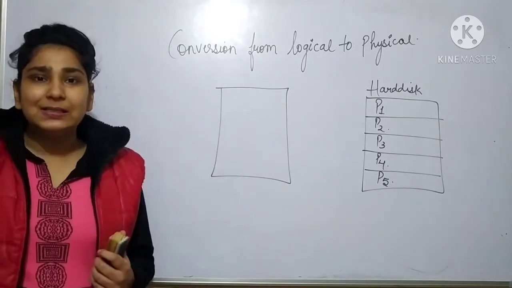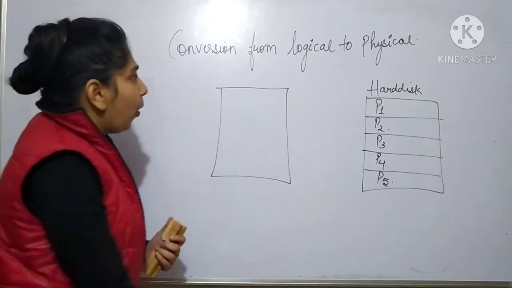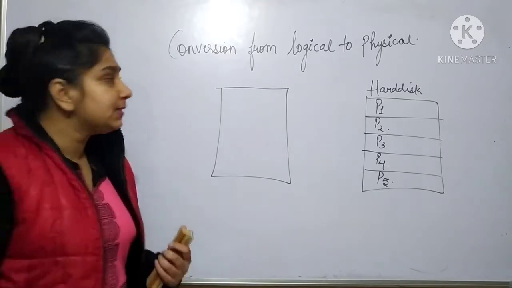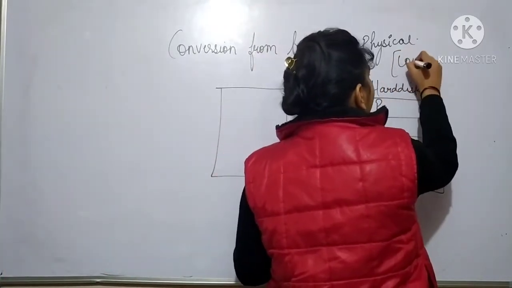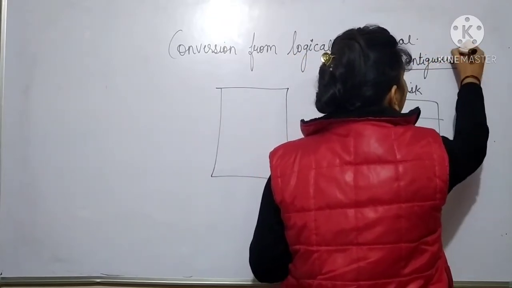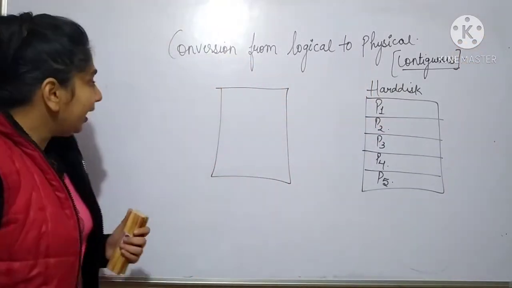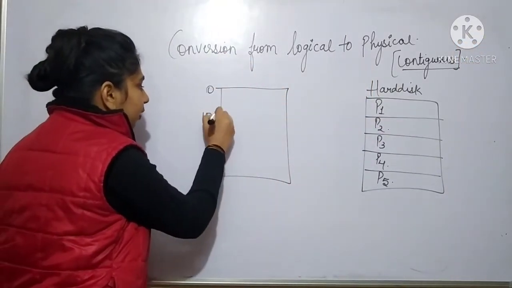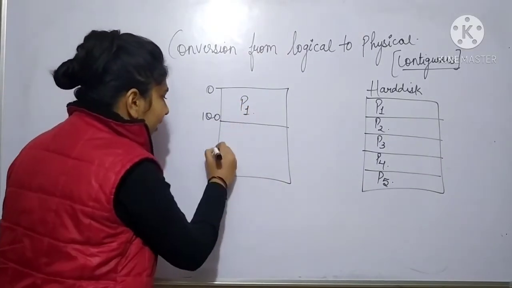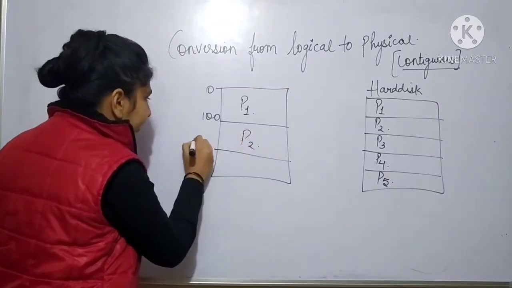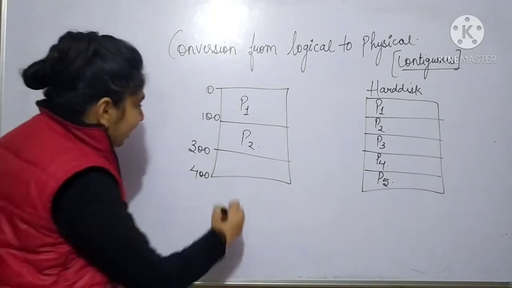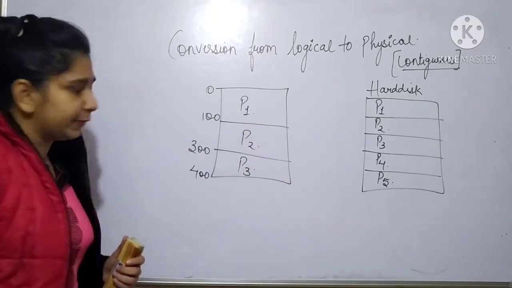We are discussing how we can perform conversion of logical address to physical address in a contiguous memory allocation. So what I am going to do? I am storing my process P1 here. I am storing my process P2 here. And I am storing my process P3 here.